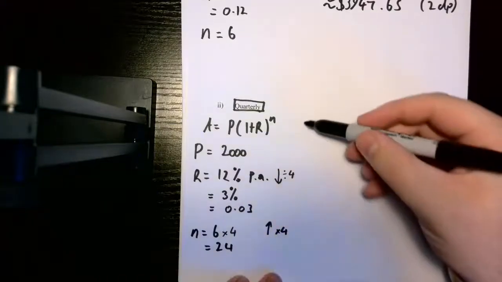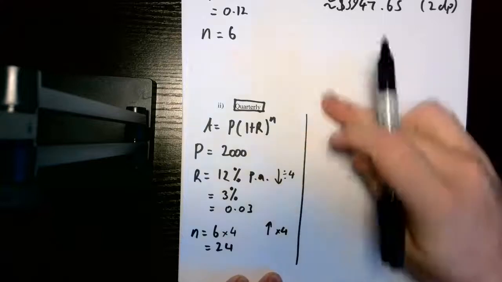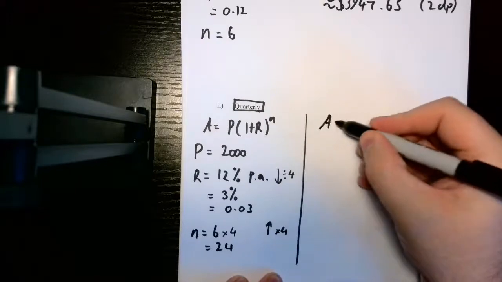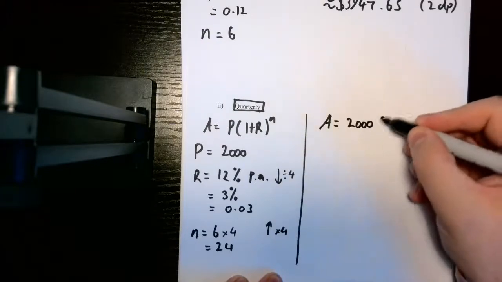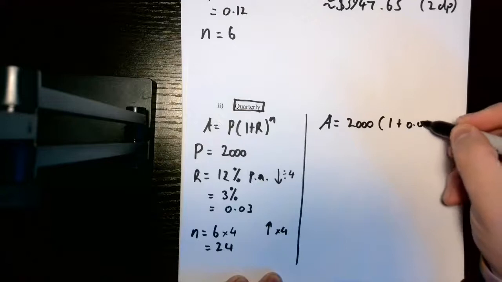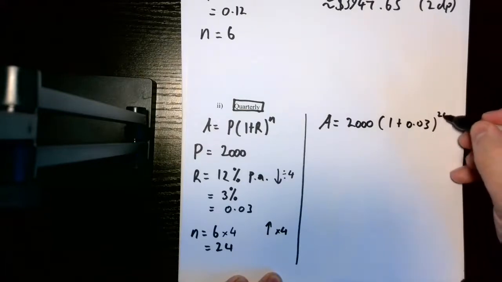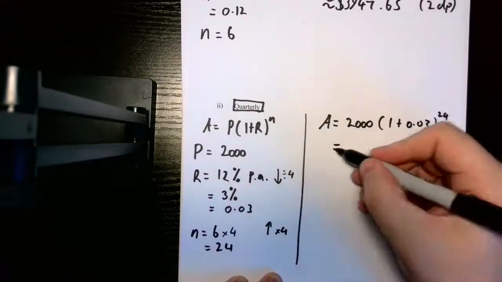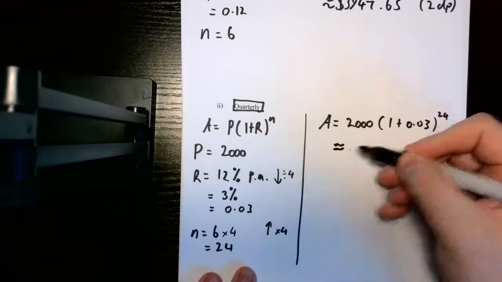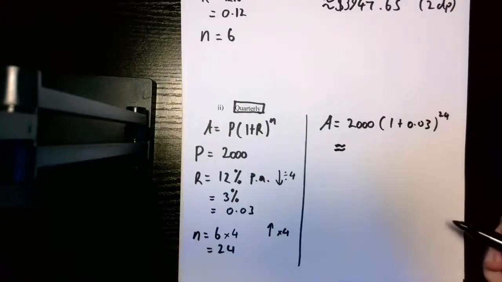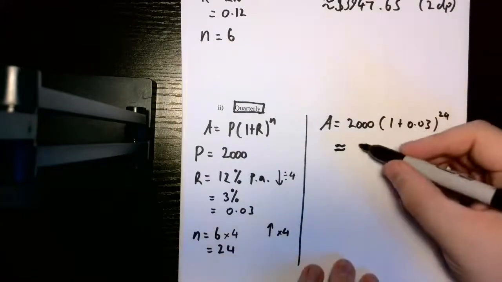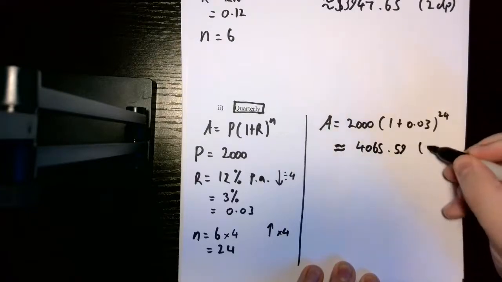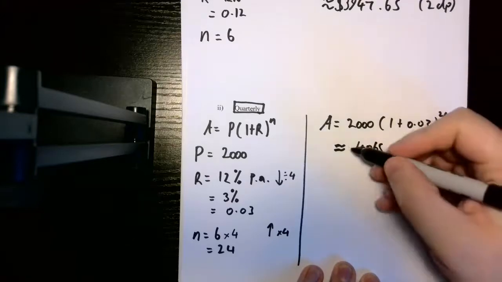All right, now it's the exact same process. We're going to plug everything in, and we are just going to do the calculation. So A is equal to 2,000 outside of 1 plus 0.03 all to the power of 24. After you've done this calculation on your calculator, what you should end up with is approximately 4,065.59 if we're going to 2 decimal places.